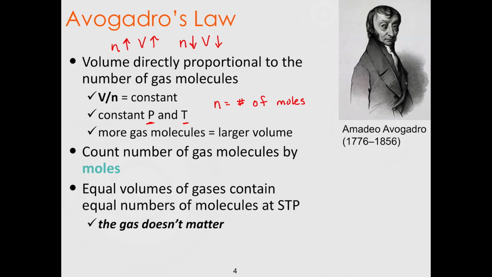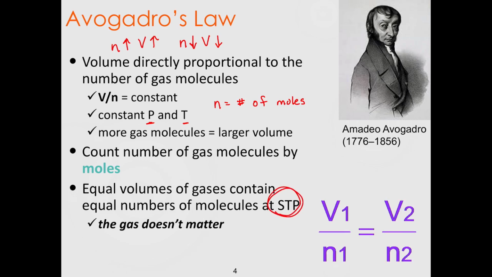One thing to note is that at STP, if we have equal volumes of gases, they will contain the same number of molecules. That was what Avogadro is really known for, the molar volume of gases, which is really cool. The type of gas doesn't matter. It just matters how many particles are in there, the number of moles of your particles. So if we have equal volumes of two gases, then they will have the same number of particles, but only at STP.